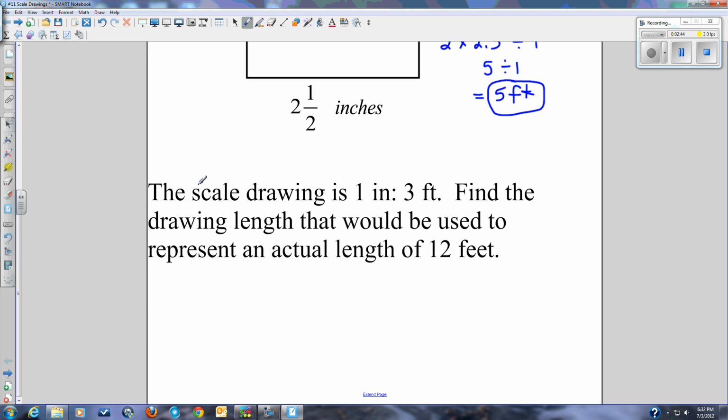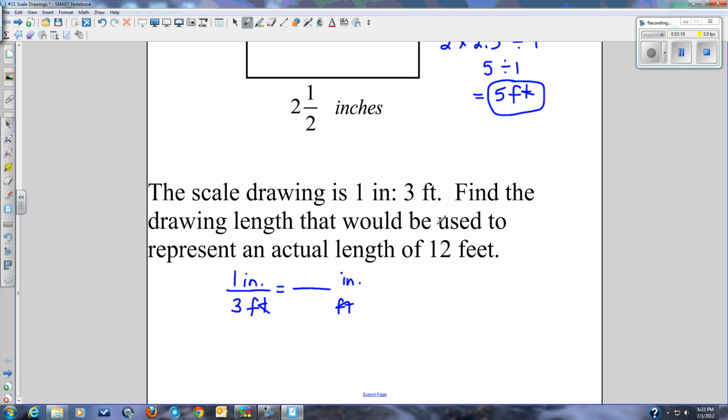The scale drawing is 1 inch to 3 feet. So we've got another scale drawing here. It's 1 inch for every 3 feet. Find the drawing length that would be used to represent an actual length of 12 feet. This is a different drawing from the previous problem, and I'm just telling you the scale is 1 inch to 3 feet. So we're going to write that as part of our proportion.